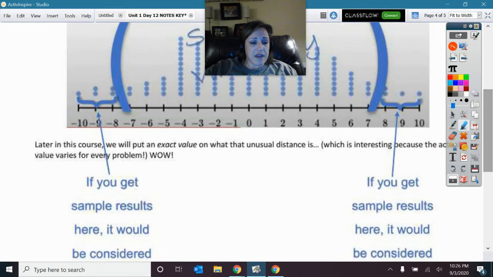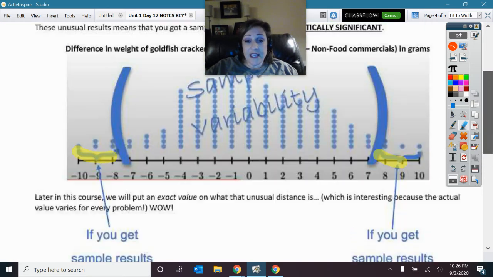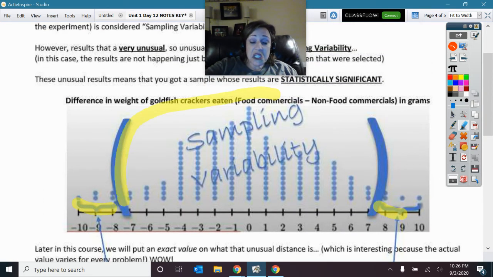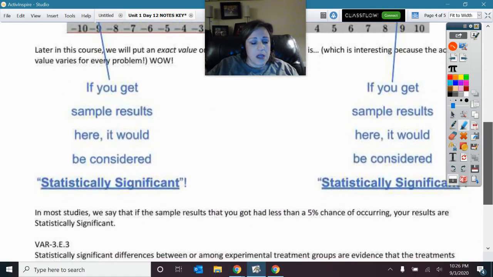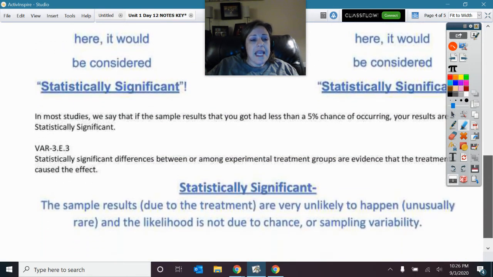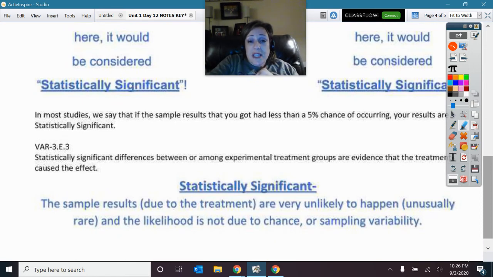So again, if you get results in this section or this section, those are considered statistically significant. And the ones in the middle are just natural sampling variability, because you get different data than me, close enough to the average. In most studies, we say that sample results that had less than a 5% chance of occurring are statistically significant. We'll get much more into that at a later point.